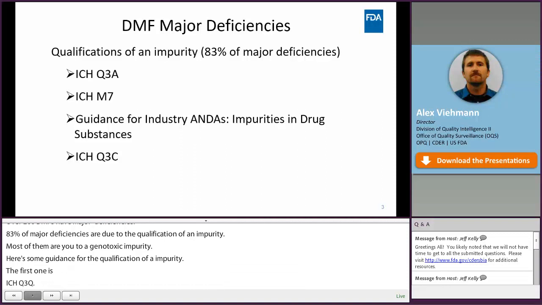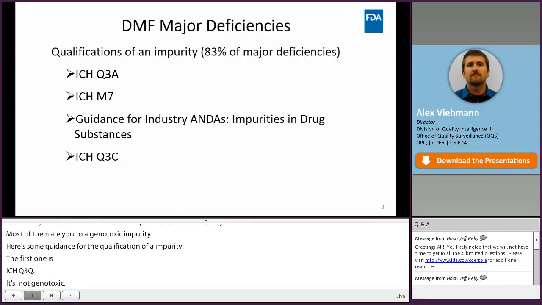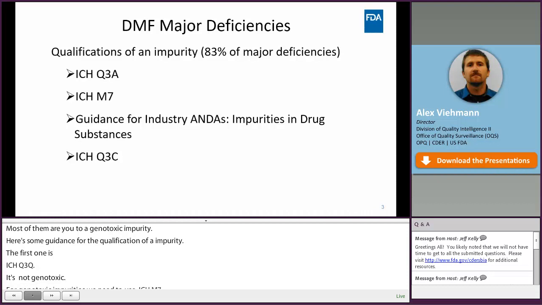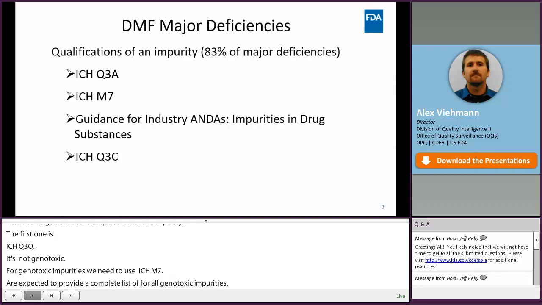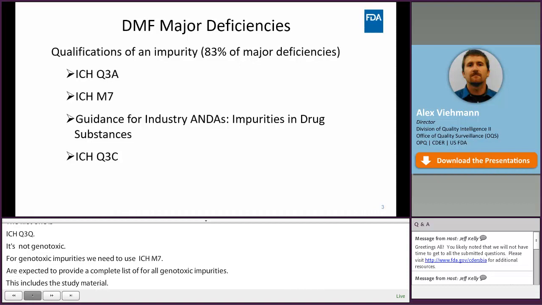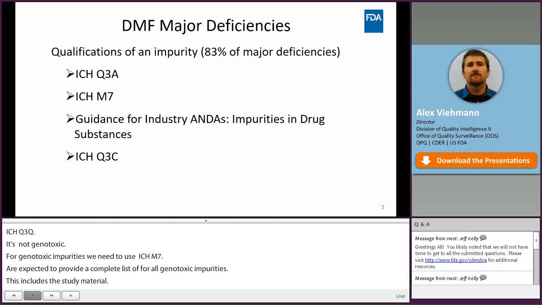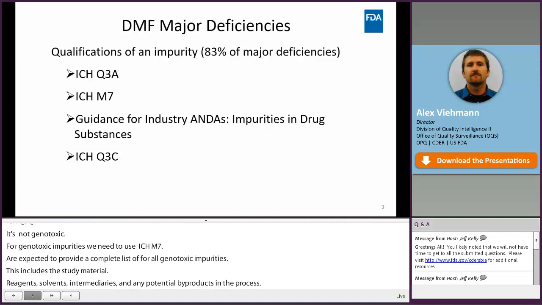When you discuss the control strategies for genotoxic impurities, you are expected to provide a complete list for all genotoxic impurities in your manufacture process. That might include the starting materials, reagents, solvents, intermediates, and any potential byproducts in the process. We have sent a lot of deficiencies to DMF holders because they only addressed some genotoxic impurities, but not all of them. The third one is guidance for industry.